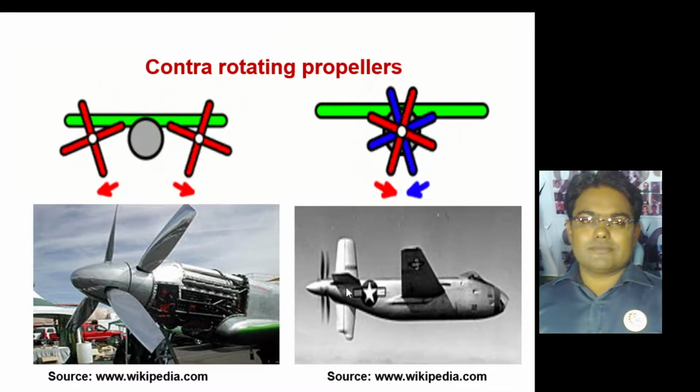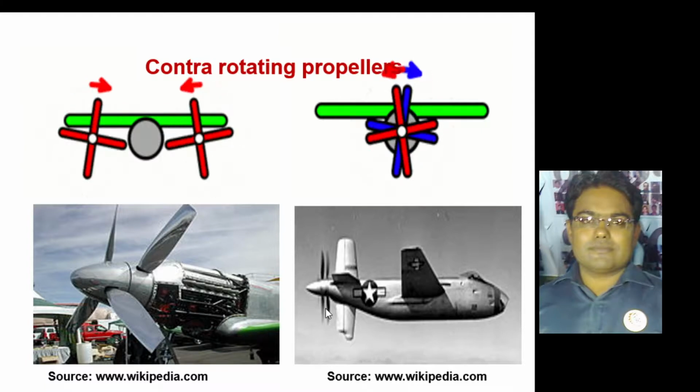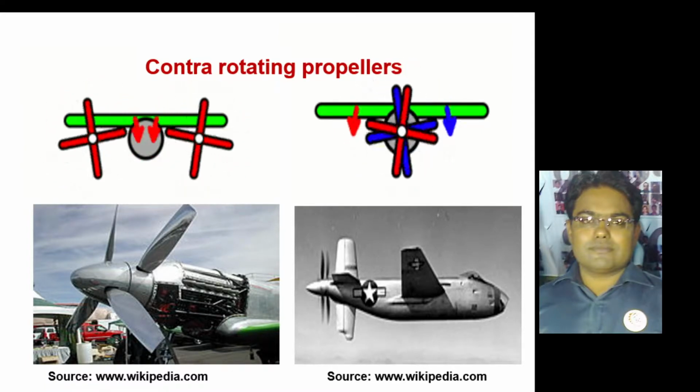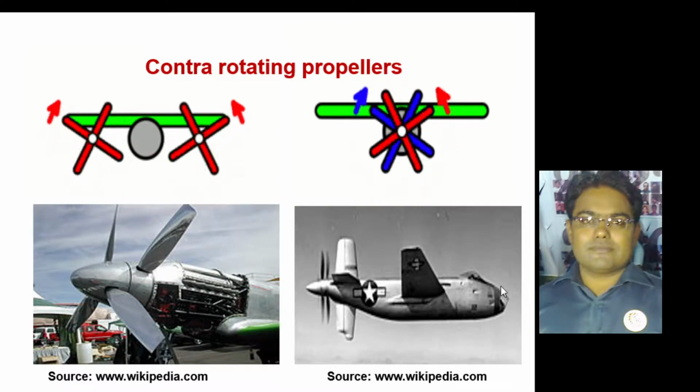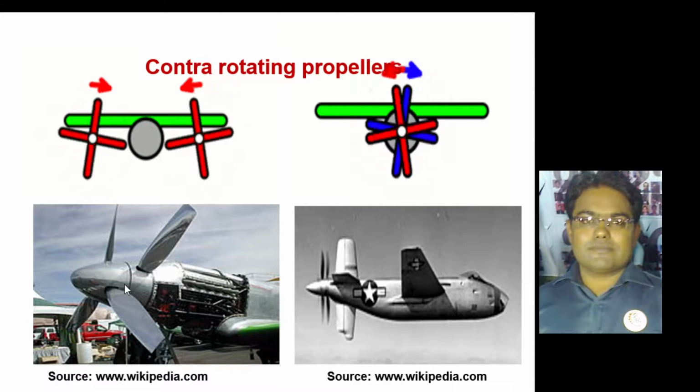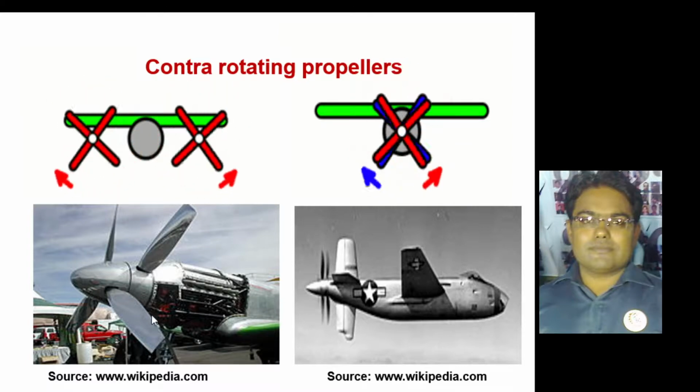So this is the front propeller configuration. This is the rear propeller configuration. Some aircraft are called pushers. Pusher means somebody is pushing from the backside. So this is the pusher configuration, and this is basically called the conventional configuration.